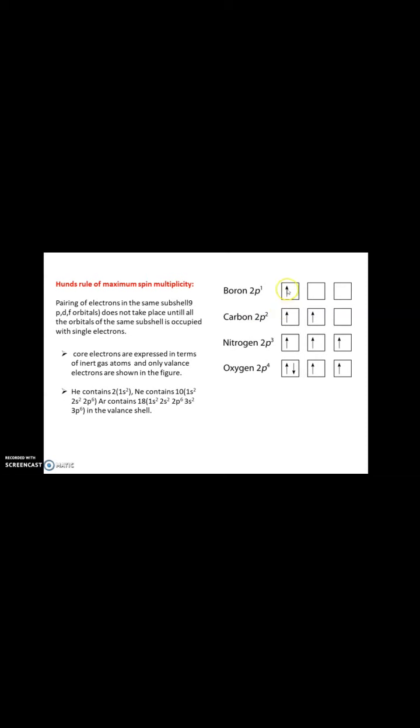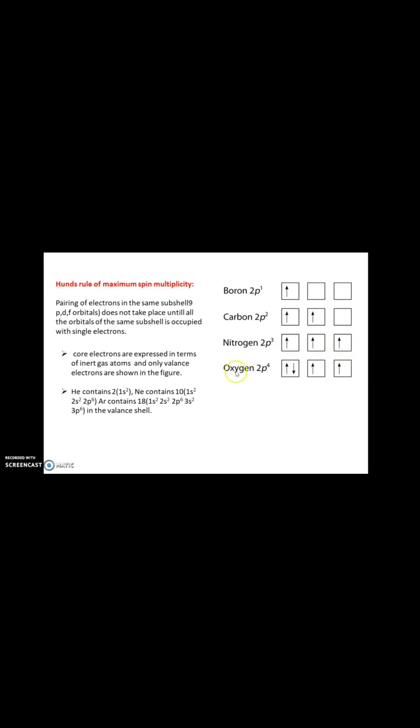Okay, so 2p1 is there, 1 electron in the 2p orbital. The rest 2 orbitals are vacant. In case of carbon, there are 2 electrons in the 2p orbitals in the last shell, so it is 2p2. In case of nitrogen, 2p3, 3 electrons in the 2p orbital. So now you see all the electrons are filled up in the p orbital.